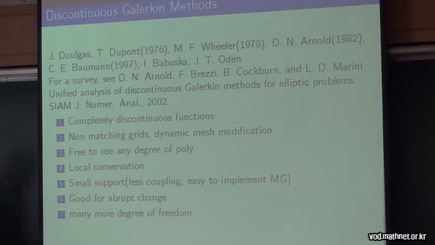Okay? Because each triangle has 1, 2, 3 DOF, and this one also has 1, 2, 3, 1, 2, 3. So at the vertex, we actually have 6 degrees of freedom. It's huge actually, but it has many advantages also. Okay.